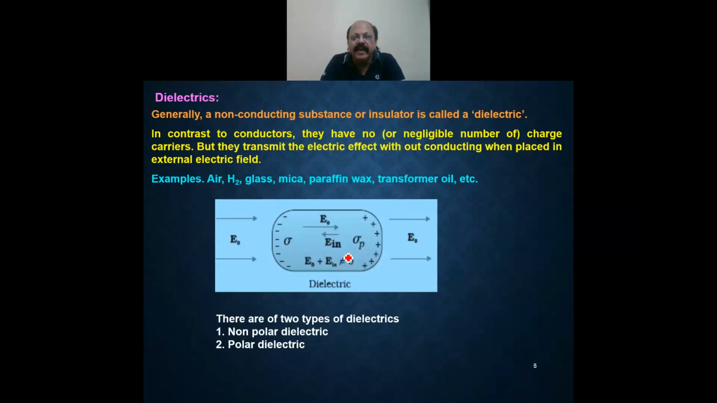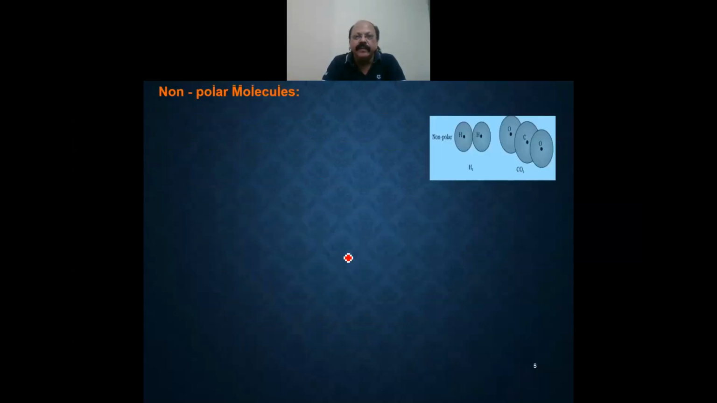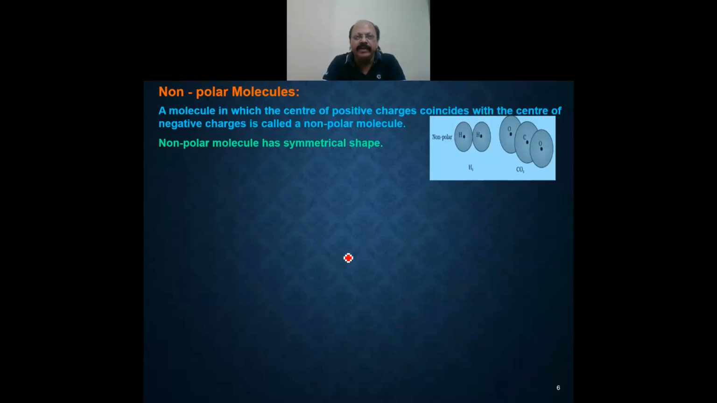And you see that air is a good insulator, as I already told you, and its dielectric strength is 3 into 10 to the power 6 volt per meter. Up to this strength, the dielectric is an insulator. Beyond that, the dielectric becomes a conductor. So here, non-polar molecules or non-polar dielectrics.